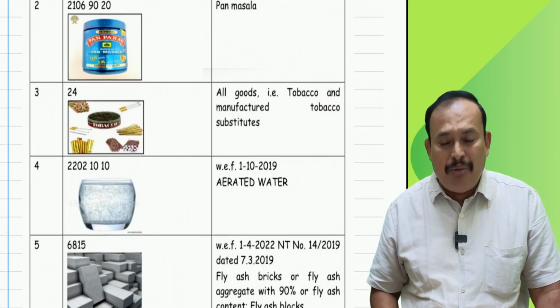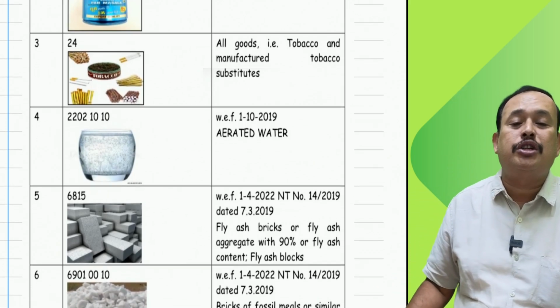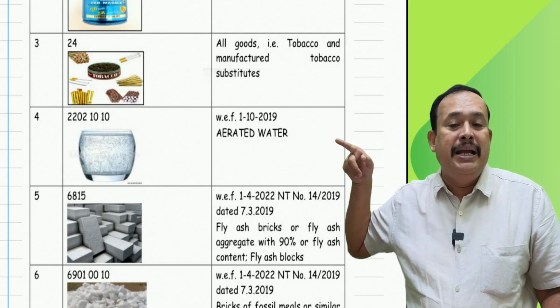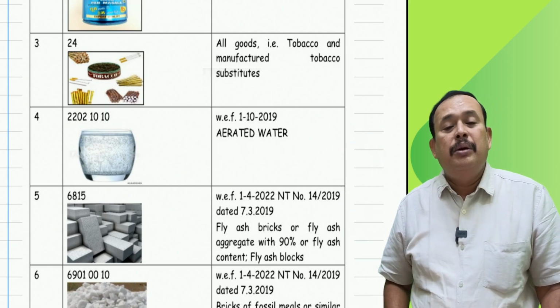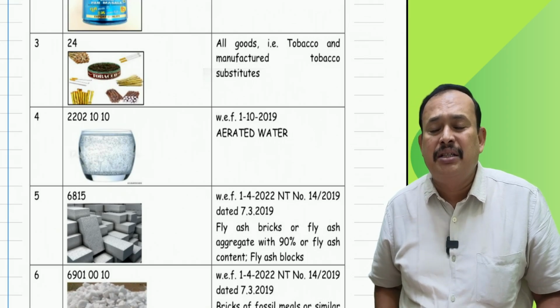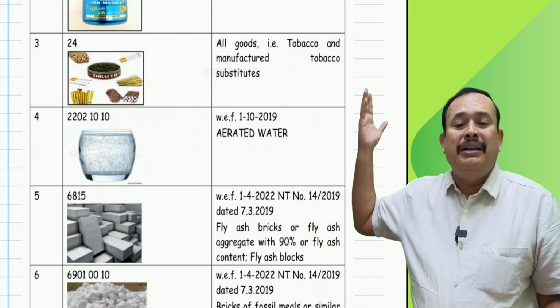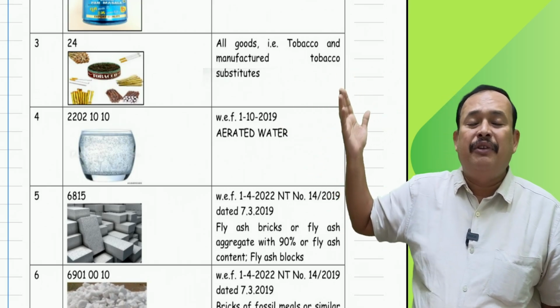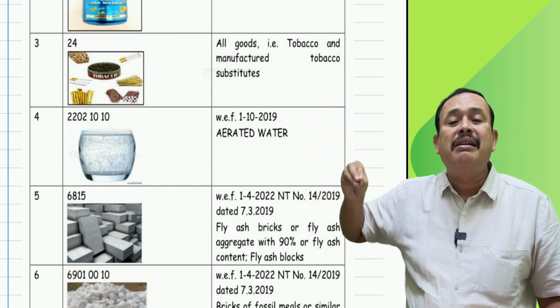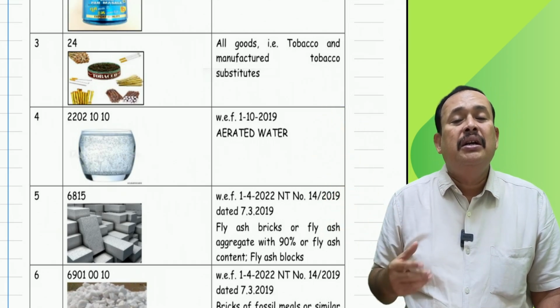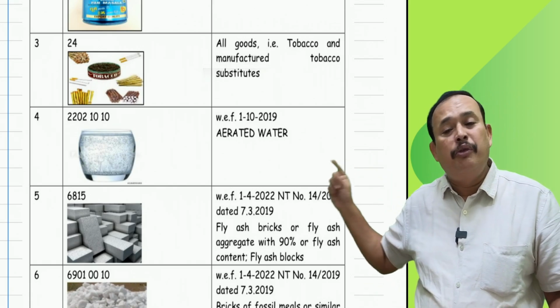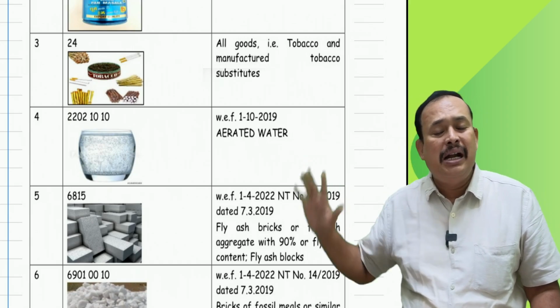Or if you are a manufacturer of tobacco substances like cigarette, bidi, like that, or manufacture of aerated water, disqualified from composition scheme. Manufacture of tobacco substitutes disqualified from composition scheme. Manufacture of aerated water, the water contained with gas and produced in a particular bottle, the manufacturer is not eligible for composition scheme. Aerated water not eligible.